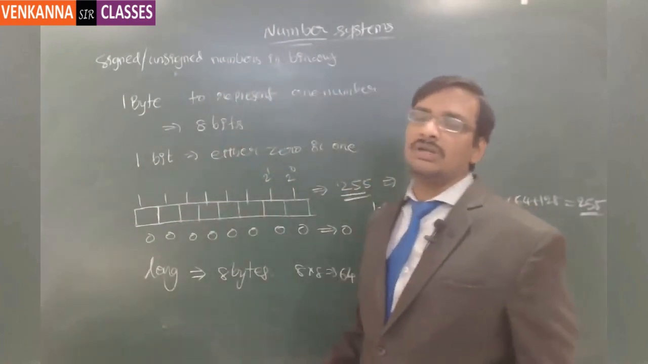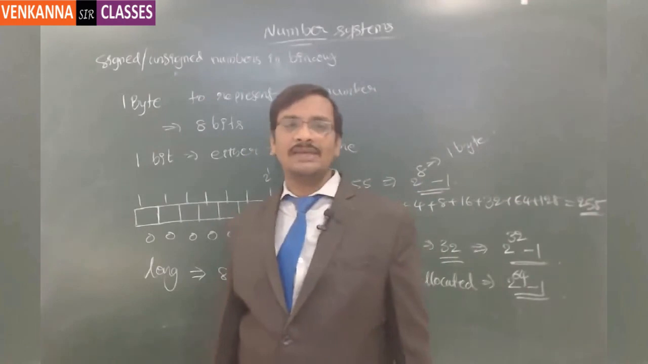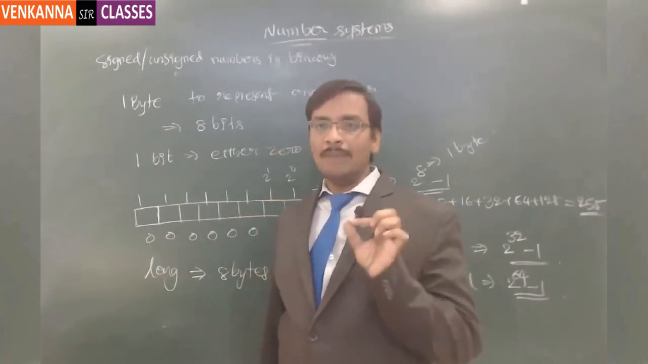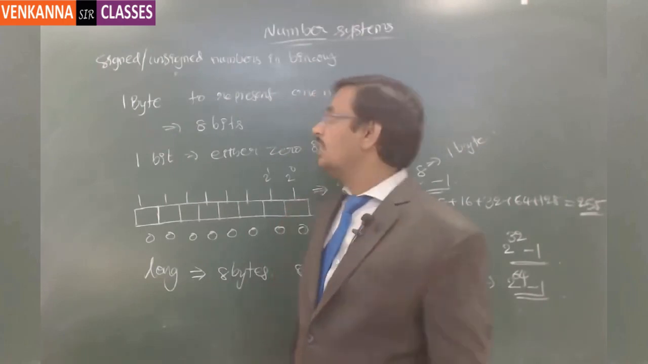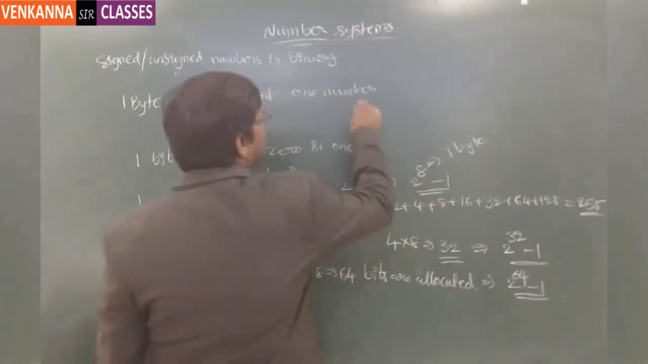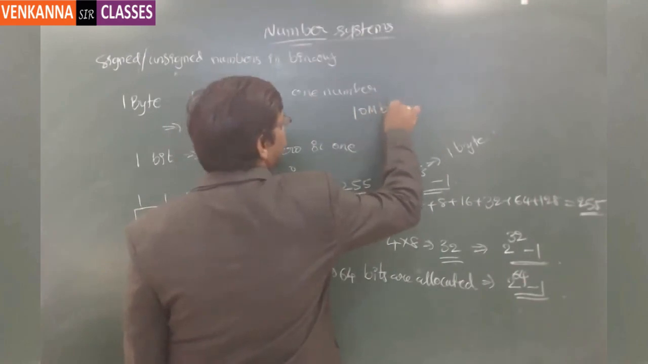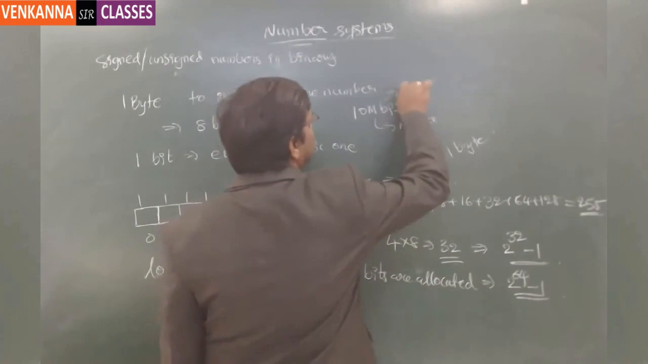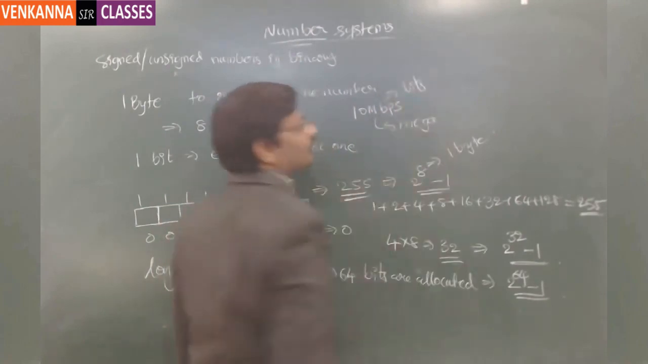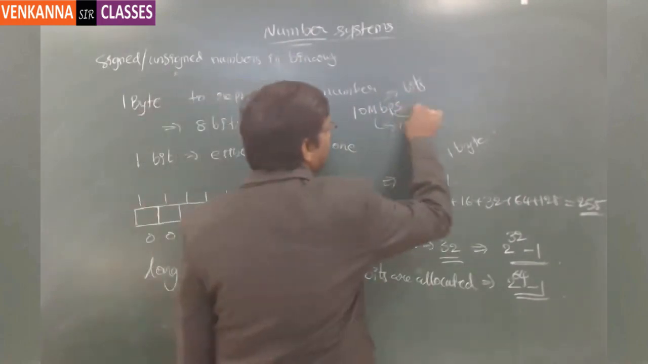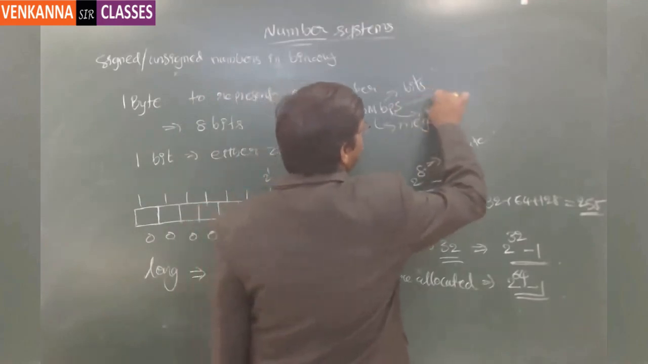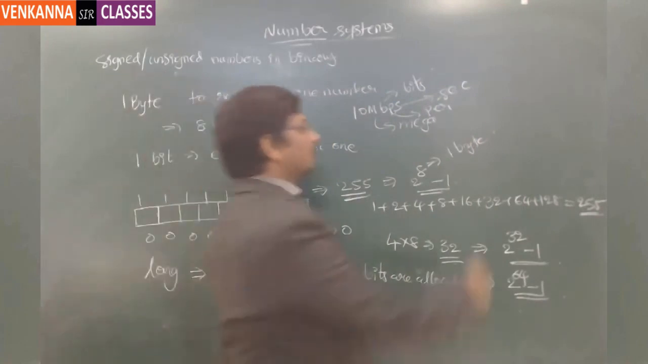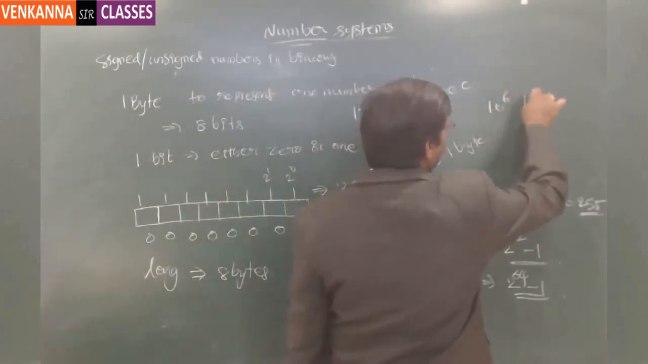So here even the internet speed will say 2 Mbps or 10 Mbps. There, M means mega. So this is mega and this is bits, not bytes. So megabits per second. So 10 megabits per second means 10 power 6 bits per second.